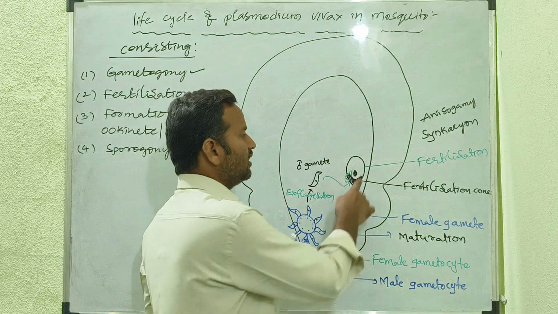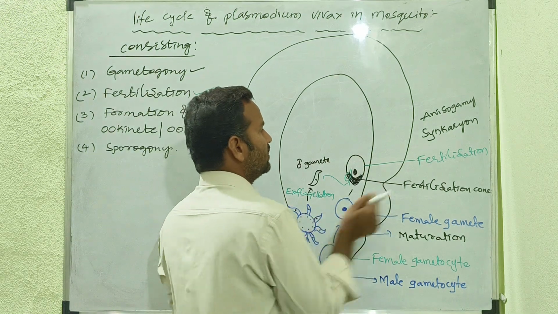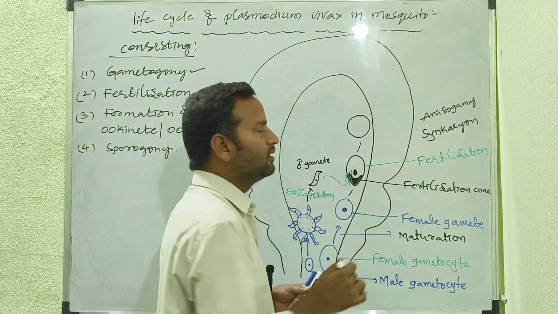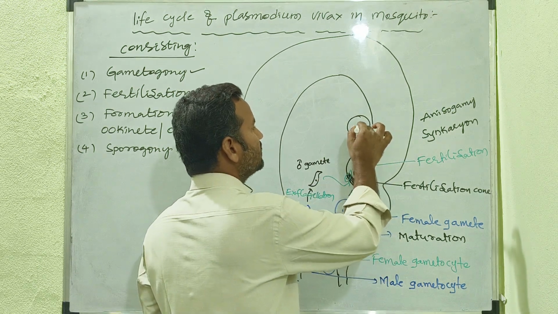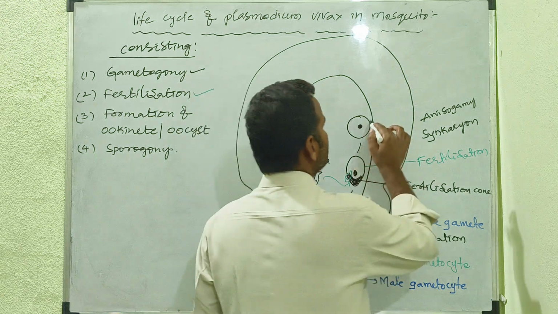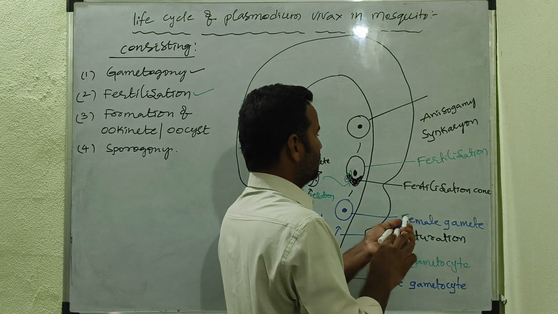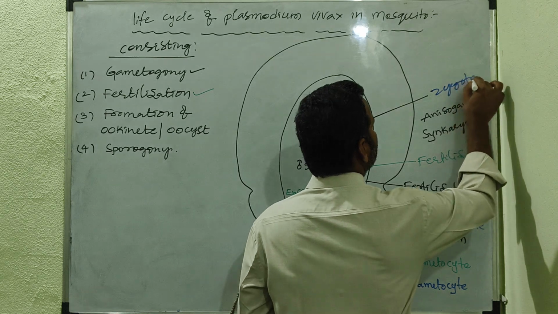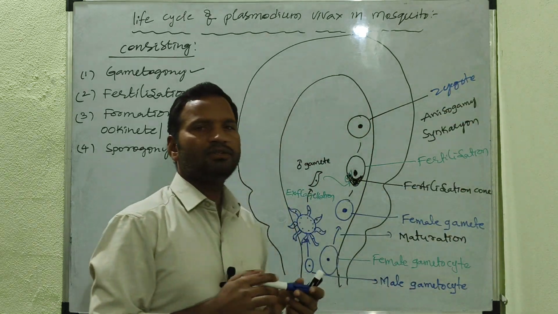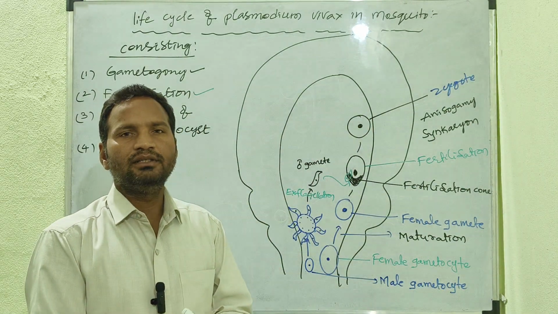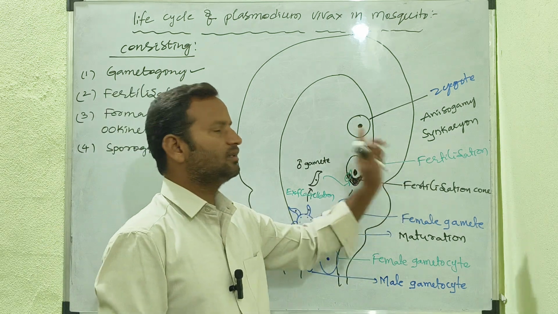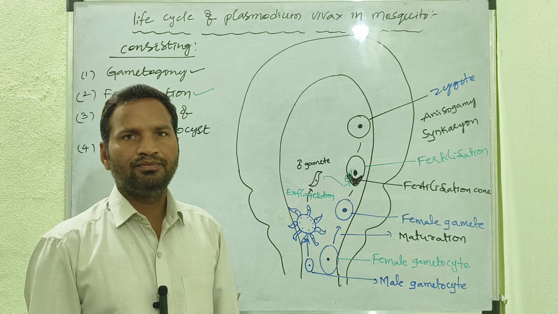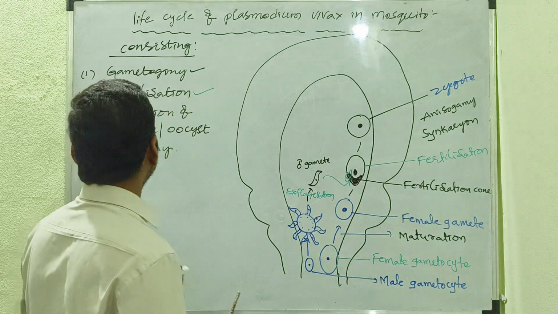Then the next one, after fertilization, forms what? A zygote. This is the zygote. Got it? Why is it a zygote? Because, as I already told you, the male and female gametes fuse to form the zygote. The process is called fertilization. That's why this is called the zygote.